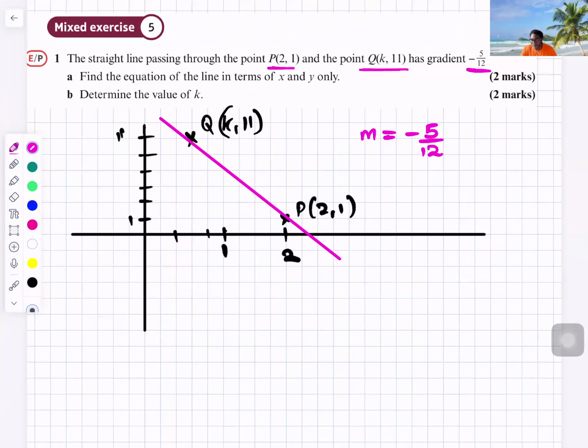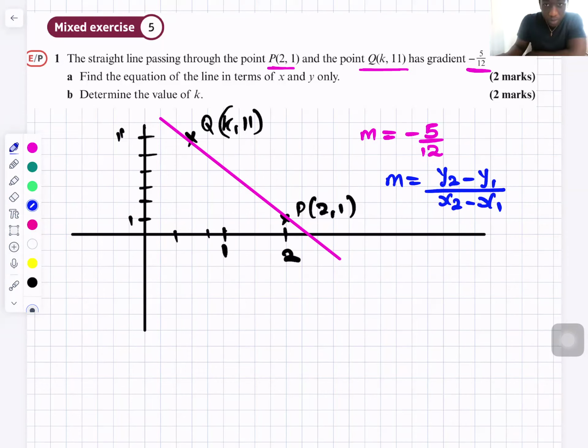How do you find the equation of a line? y2 minus y1 over x2 minus x1. What does that give you? The gradient, correct. So m is y2 minus y1 over x2 minus x1. Okay, so what do I write now in it? The y2 part, you write 11 minus 1, and then over k minus 2.